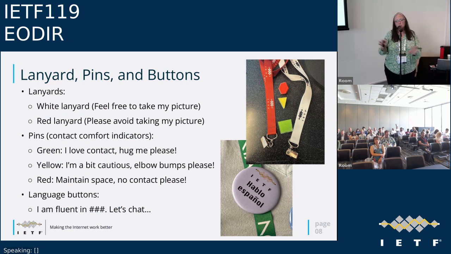The next thing is just general meeting administrivia. We have lanyards and buttons and pins and all of these things, and you might wonder what all the differentiation is. The first thing is lanyards. We have two colors of lanyards here: white lanyards and red lanyards. If you would prefer not to be individually photographed, then you can choose a red lanyard. If you don't mind being in any of the photographs, take a white lanyard.